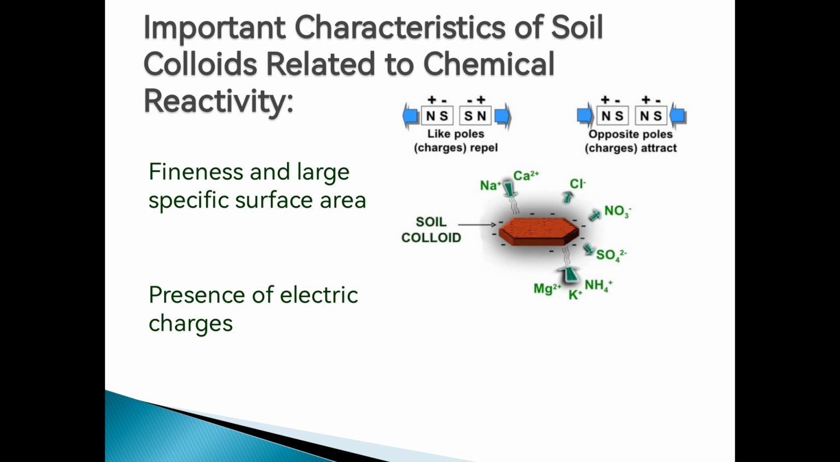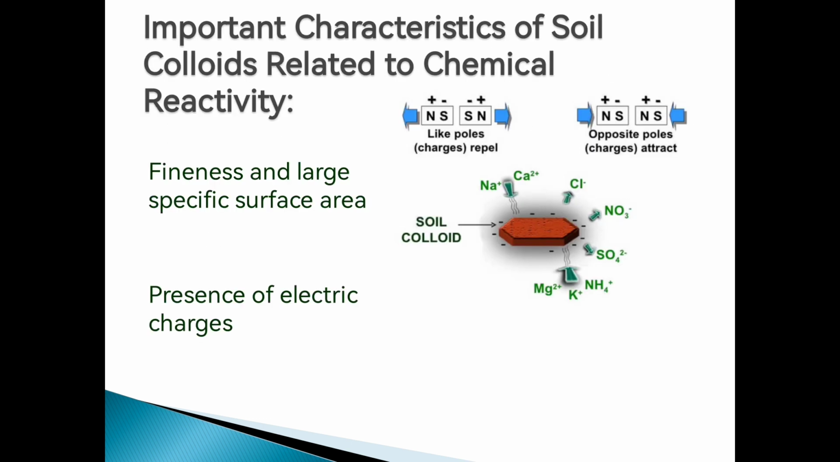What are the important characteristics of soil colloids related to chemical reactivity? First is the fineness and large specific surface area, and the presence of electrical charges. Because the finer and the larger your specific surface area, the more reactive is your soil. And the presence of these electrical charges gives the soil the capacity to attract cations and anions. Opposites attract. Like poles repel, and opposite charges attract.